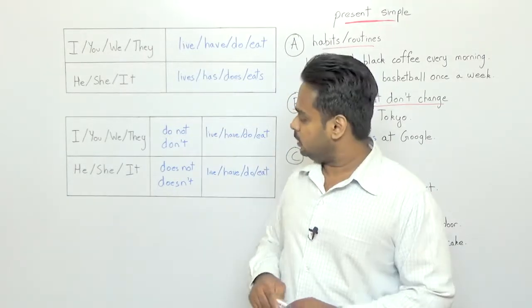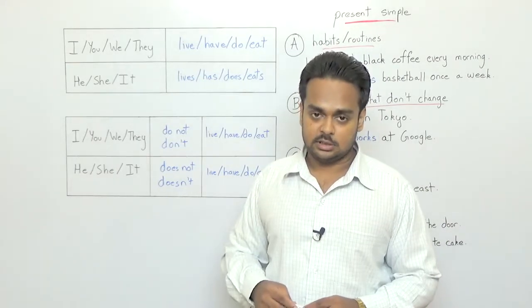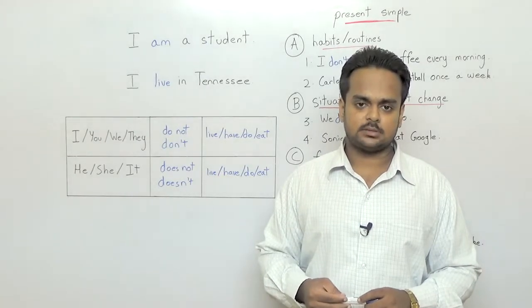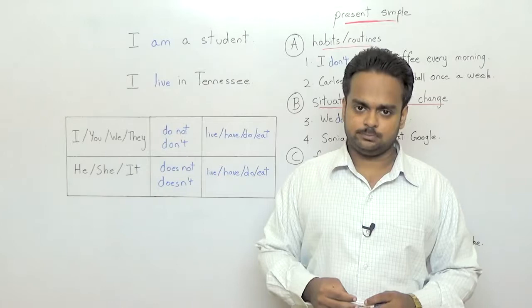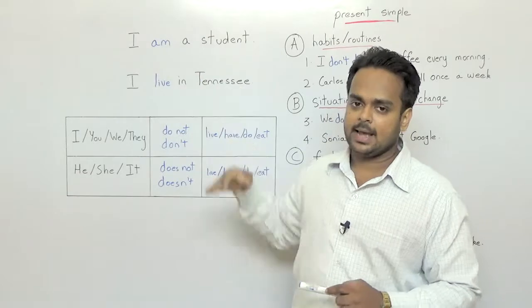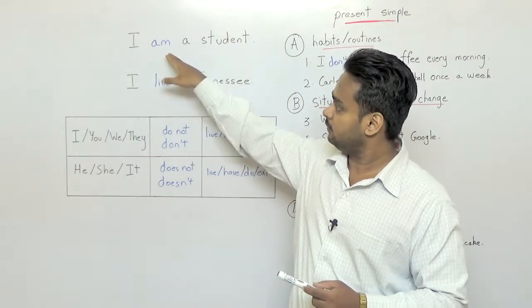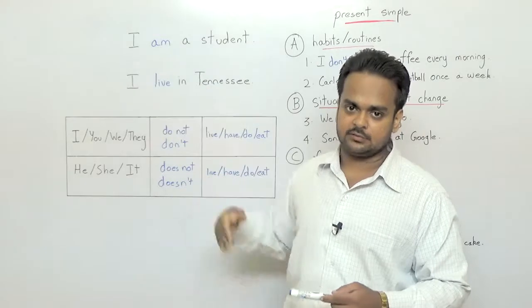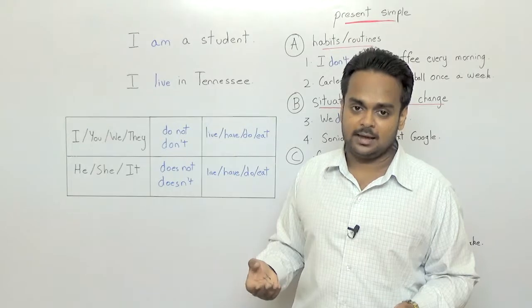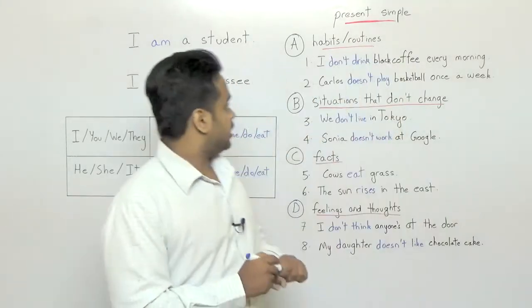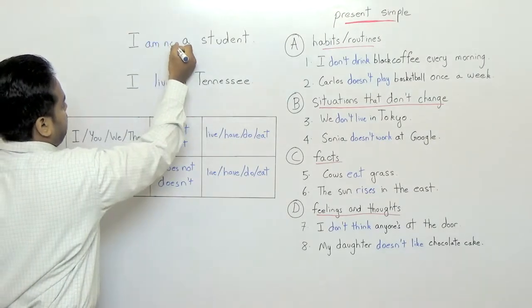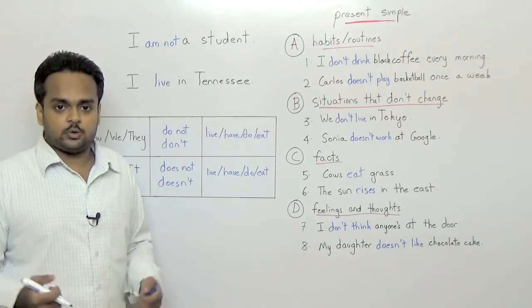Okay, let's now talk about making negative sentences in the present simple tense. To make negative sentences in the present simple tense, there is a rule you have to follow. Let's take a couple of examples. Now, in this first example, I am a student. You see that we're using the verb be here. Am is a form of the verb be. Now, if you have be, then it's really simple. You just have to add not to the sentence. So let me come over here. I can just say, I am not a student.